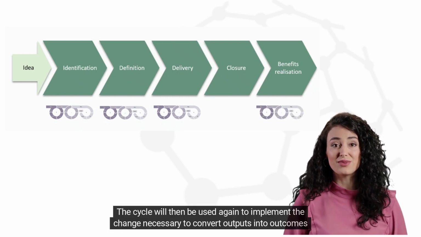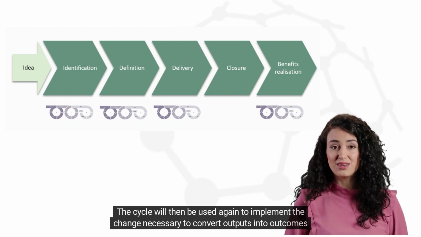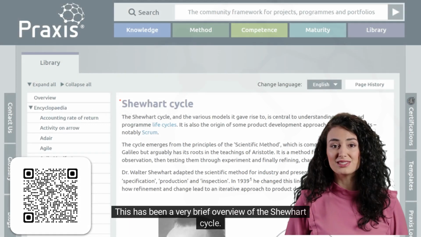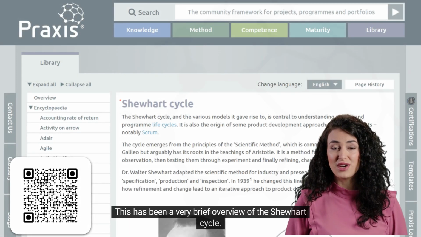The cycle will then be used again to implement the change necessary to convert outputs into outcomes and outcomes into benefits. This has been a very brief overview of the Shewhart cycle.